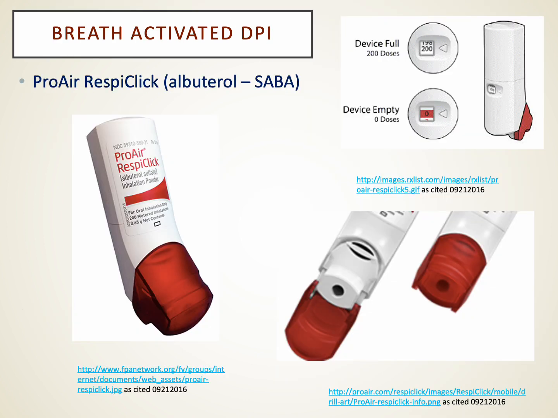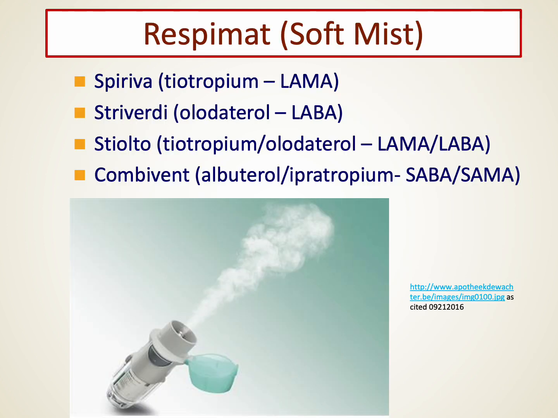The breath-activated dry powder inhaler, the ProAir RespiClick, is an example of another one. And the advantage this has is that it helps patients who have a little more difficulty in activating the inhaler and coordinating with their inhalation. And finally, another set of devices are the inhalers that, instead of a dry powder, deliver actually a mist of drug, a sort of liquefied mist form of the drug.